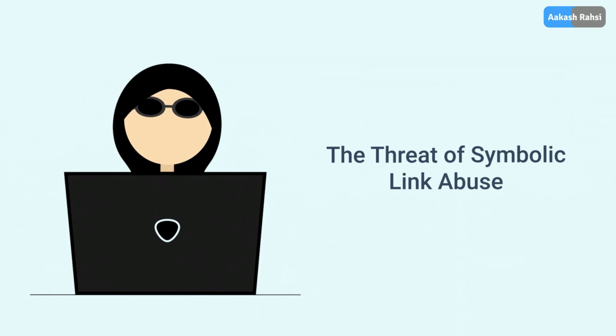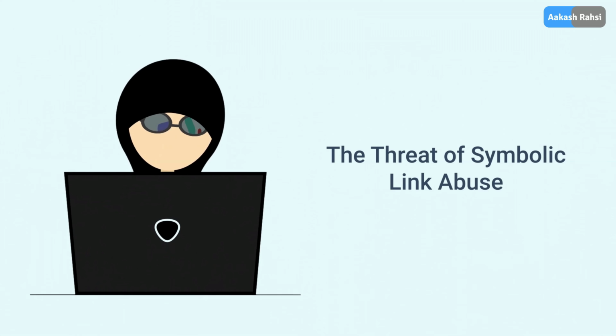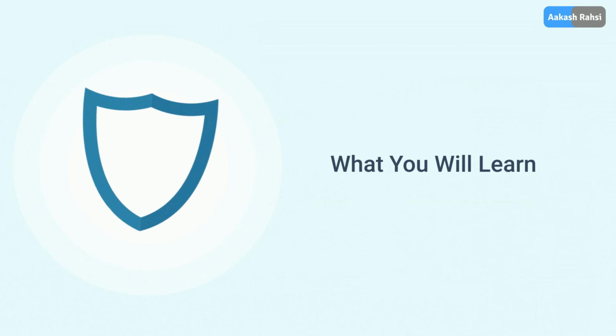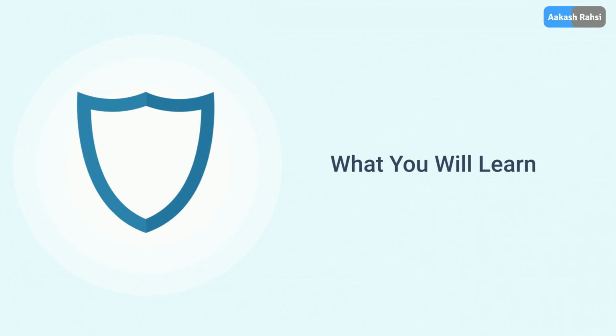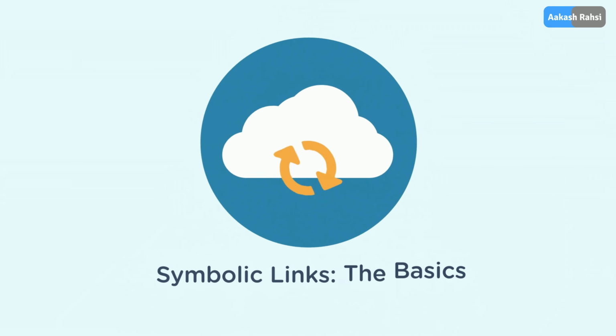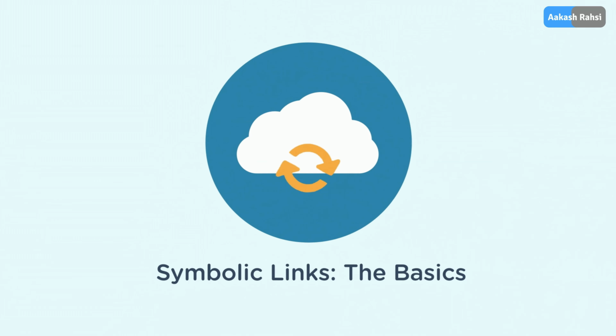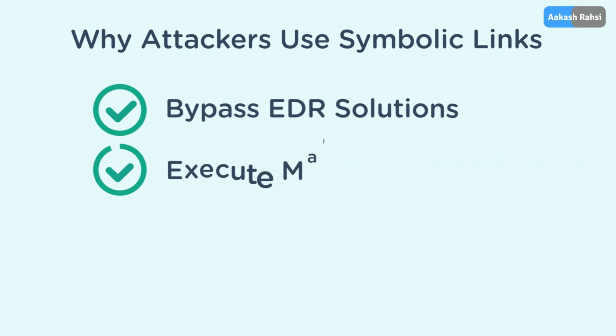Windows symbolic links are weaponized by attackers, exploiting blind spots in EDR solutions and making systems vulnerable. In this guide, I'll explain symbolic link abuse, why attackers use it, its advantages and disadvantages, and best practices to defend against it. Symbolic links allow redirection to files and folders without duplicating them, posing risks when exploited by attackers.